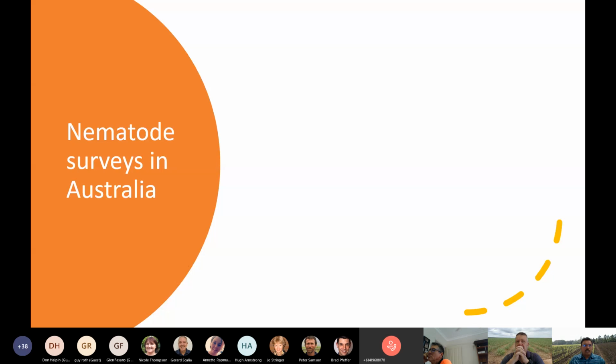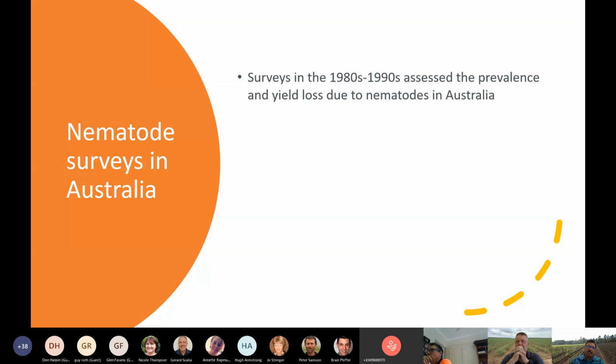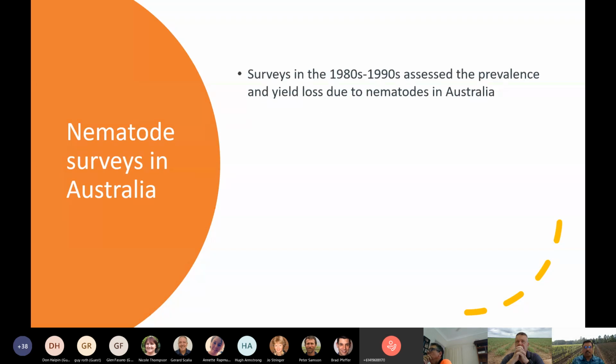Now I'll be talking about the survey work we have done in the last few years. The first nematode survey work was done in the 1980s and 1990s under the sugarcane yield decline joint venture project. And they set a foundation of nematode research in Australia.